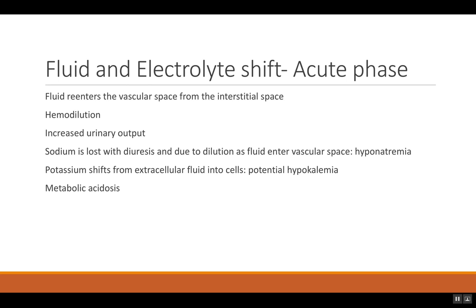So, fluid and electrolyte shift during the acute phase. We talked about here the sodium's lost with the diuresis, so you're going to have the hyponatremia. Potassium shifts from the extracellular fluid into the cells, so you could potentially have a hypokalemia. You're still going to end up with a metabolic acidosis at this point. Increased urinary output. Remember, we said they're diuresing here. So that's all important. And then fluid's going to enter the vascular space from the interstitial space as well.